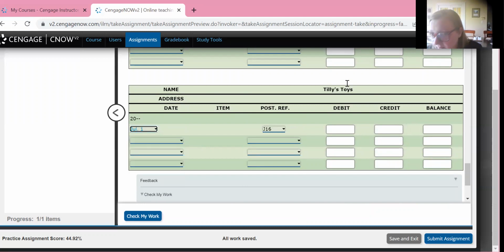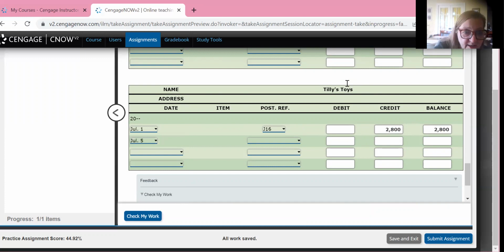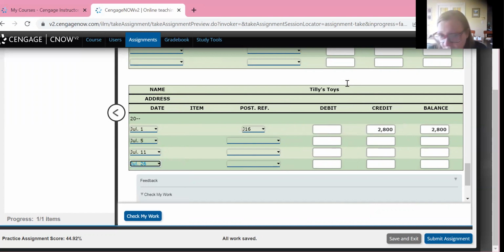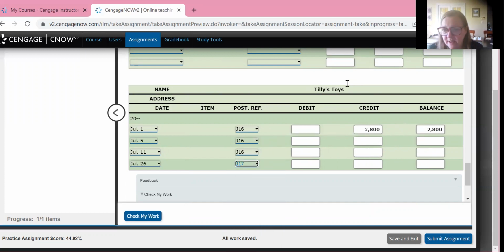And of course, it was a credit of $2,800. And after that happened, she had a $2,800 balance. And just so you can see how it posted, if I posted all the transactions, look what would happen to Tilly's. She would have an entry on July 1st. Then she'd have another one on July 5th, one on July 11th, and one on July 26th. The first ones were all on the 16 page of the journal. And the last one was on 17. All right, so it had been a credit of $2,800 that was posted to this account, and then a $300 debit, which brought my balance to $2,500.